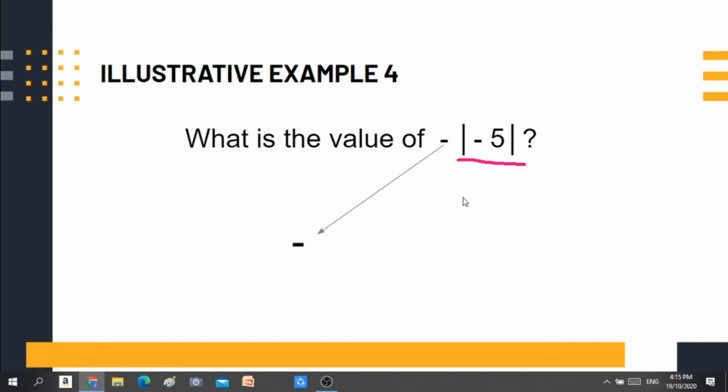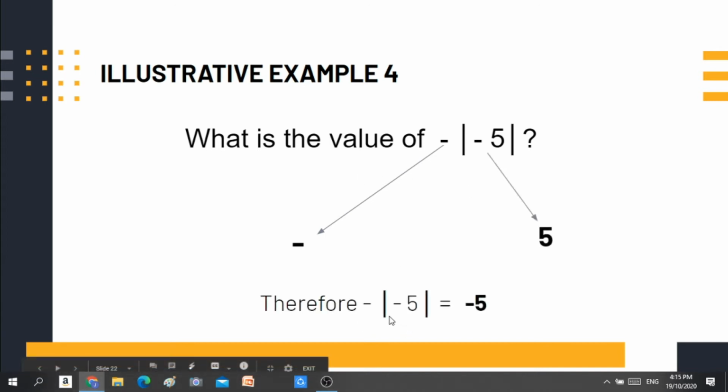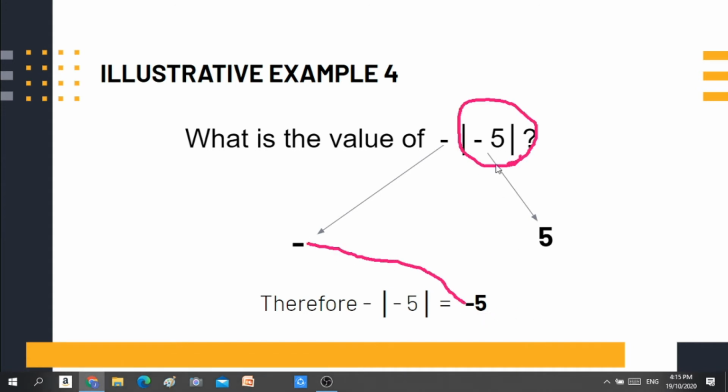And the absolute value of -5 is +5. Meaning to say, therefore, negative absolute value of -5 is equal to -5. Again, copy the negative and then get the absolute value of -5, which is 5.